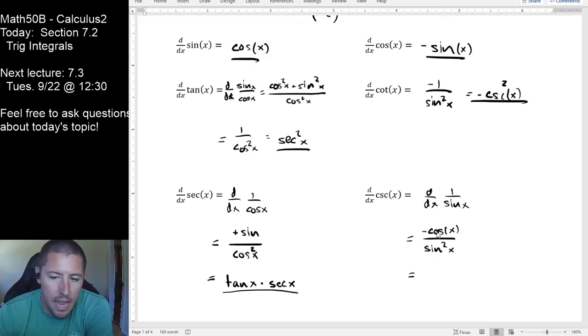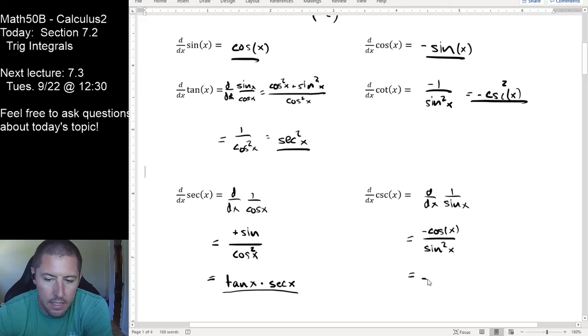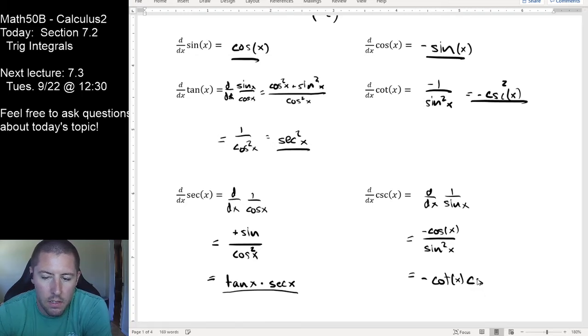And so wrapping this guy up over here, notice negative cosine over one of the sines is negative cotangent, and then 1 over sine is cosecant.